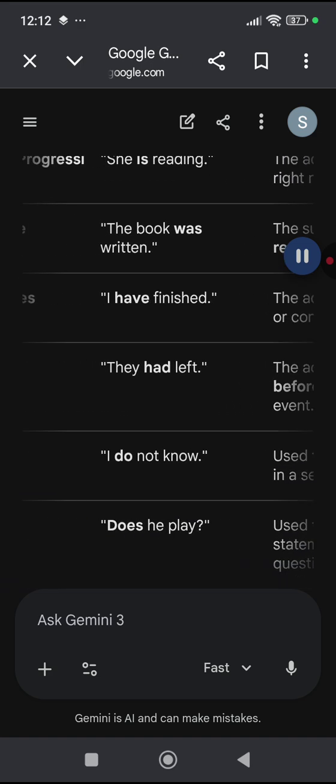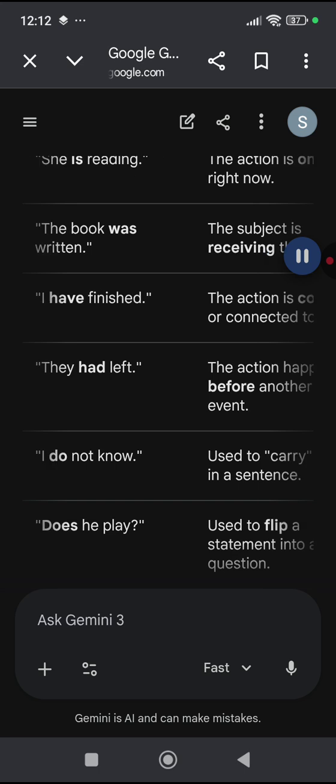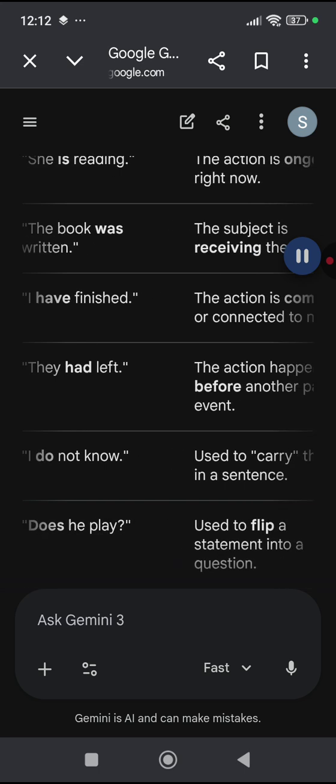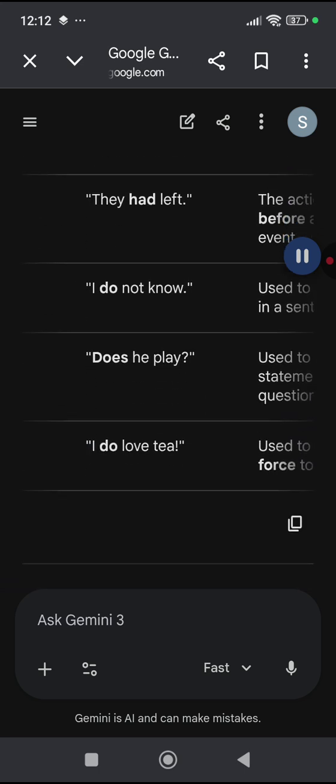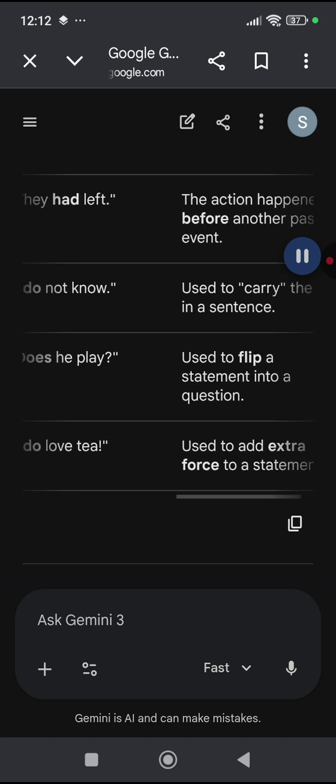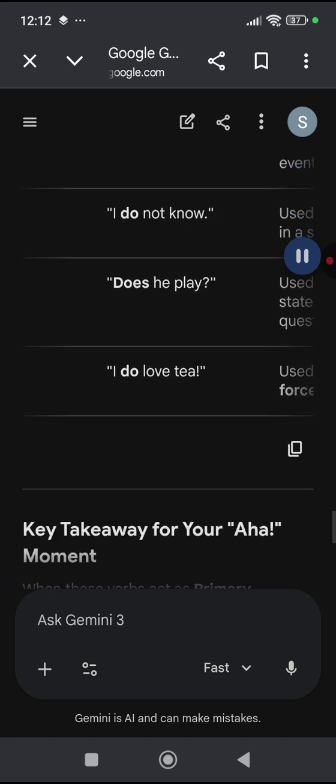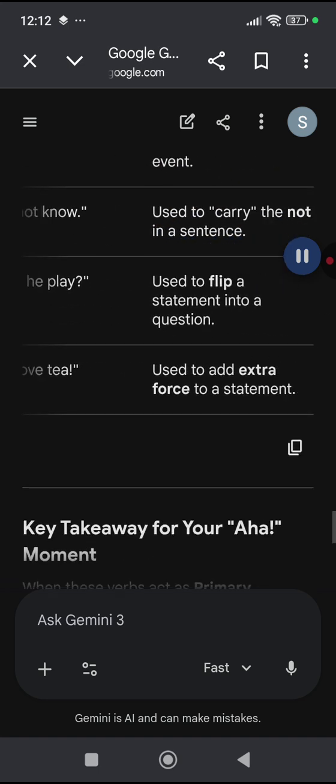Do. Negatives. I do not know. Used to carry the not in a sentence. Questions. Does he play? Used to flip a statement into a question. Emphatic. I do love tea. Used to add extra force to a statement.